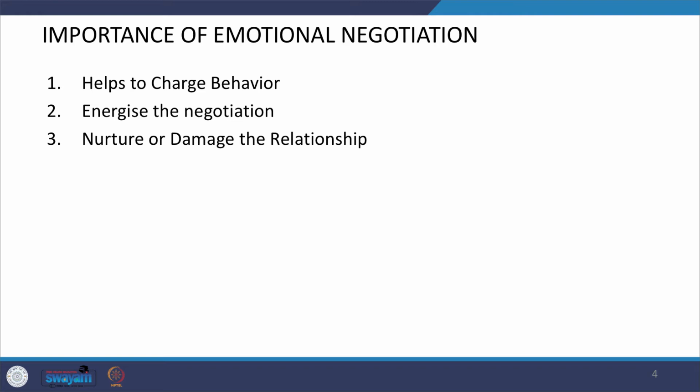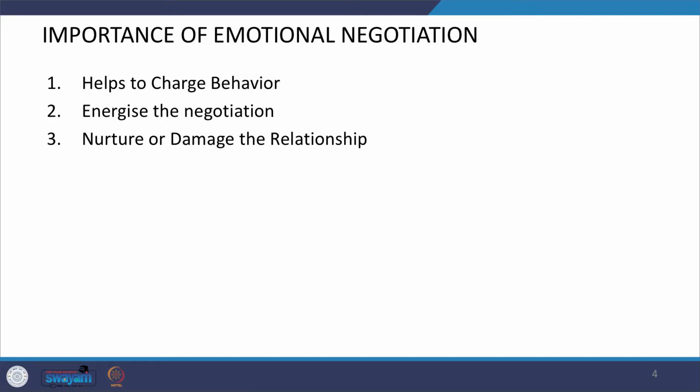So, emotional negotiation will help to charge the behavior, because unless they are emotionally charged, there will be no behavior, and if there is no behavior, there is no energy in the negotiation, and without energy the negotiation cannot nurture or damage the relationship. So it is required to help charge behavior and then energize the negotiation.